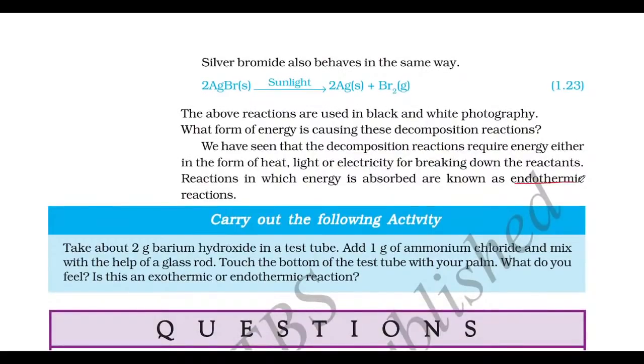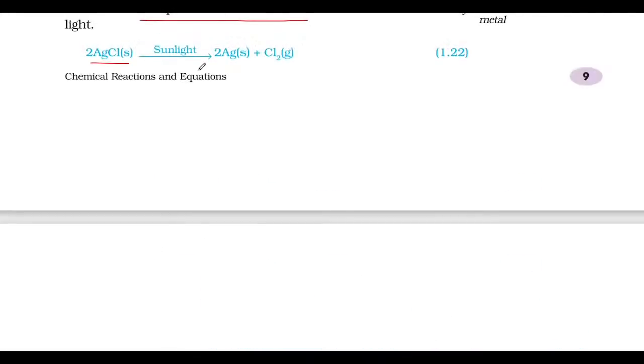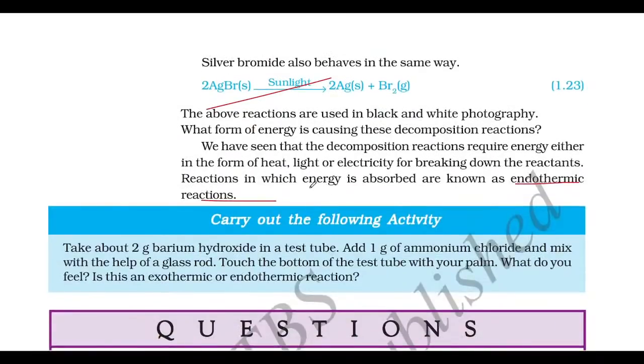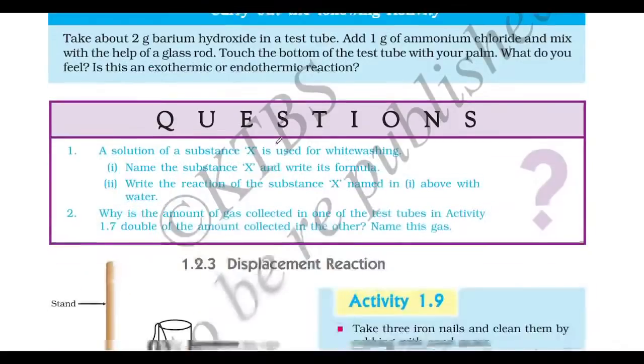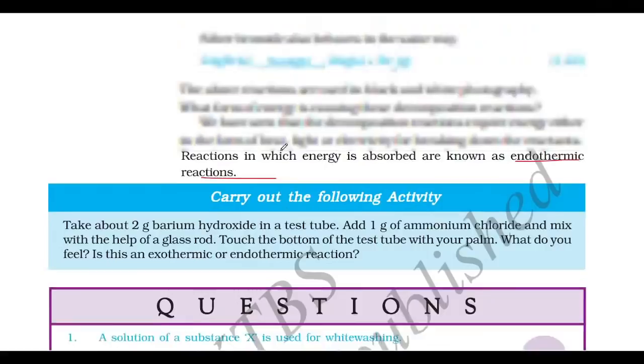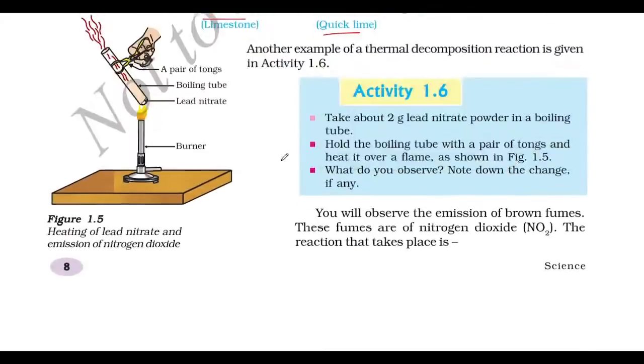In all these reactions, when heat is released, we call that an exothermic reaction. When heat is absorbed, we call that an endothermic reaction. Students, these two reactions are used in black and white photography, and they are also examples of endothermic reactions, where heat energy is absorbed. Instead of releasing heat, they absorb heat energy for the chemical reaction. Hence they are called endothermic reactions.